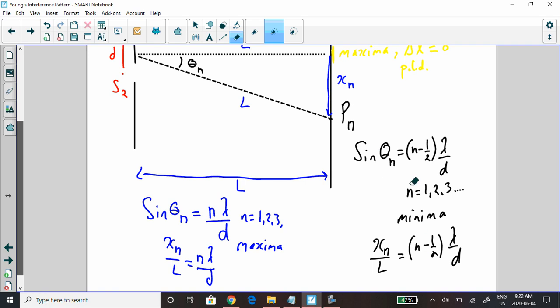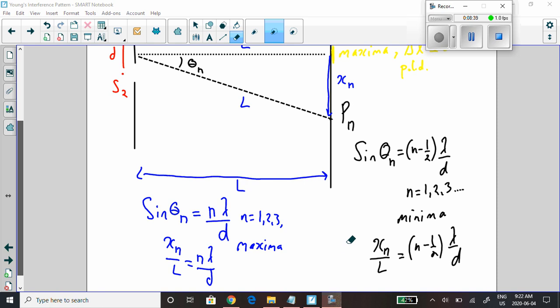So those equations that we developed a couple of days ago now bail us out right here. We can use them to find the position of any maxima or any minima for Young's interference pattern in light.